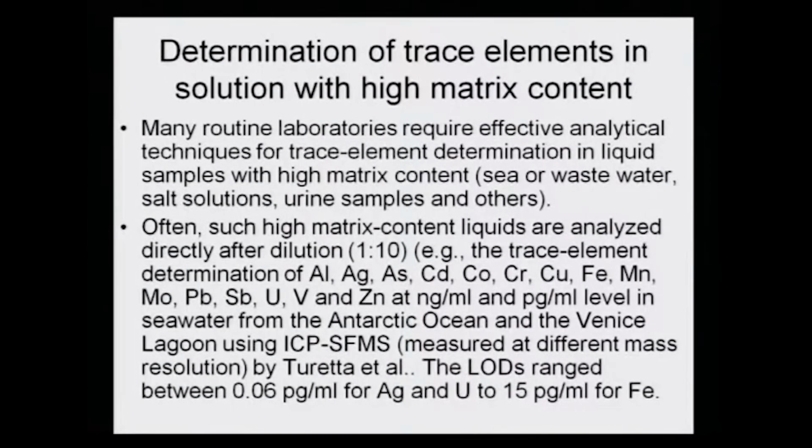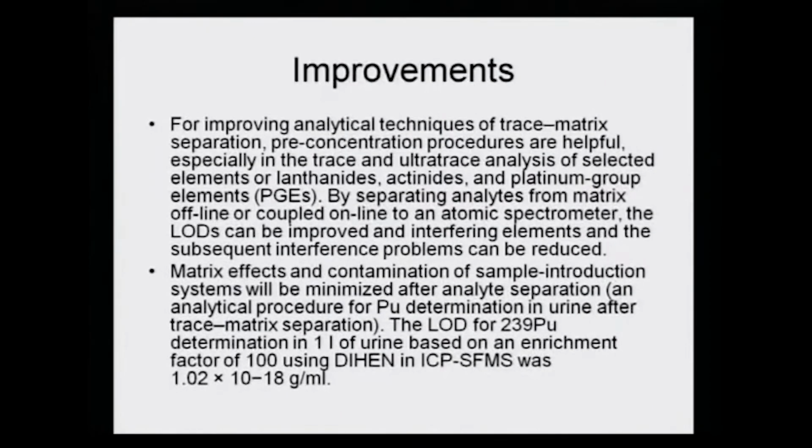The limits of detection range between 0.06 picogram per ml for silver and 15 picogram per ml for iron. So, you see for uranium and silver it was 0.06 and 15 picogram levels of iron also could be detected from the same sample of the seawater of Antarctic Ocean. These have a certain improvement, and that is why from time to time further improvements are brought in for making the trace element detection in very complex matrix efficiently carried out.